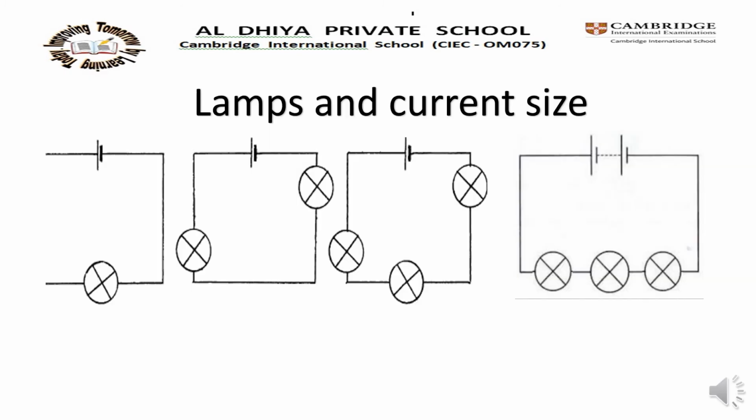Lamps and current size. The wires connecting the components in a circuit have a low resistance, while the wires and the filaments of lamps have a high resistance. How do we know the size of the current? By looking at the brightness of the lamps in the circuit. When a lamp is connected to one cell, the lamp shines with normal brightness. When two lamps are connected with two cells, the lamp shines more brightly. When three lamps are connected with one cell, the lamps shine less brightly.